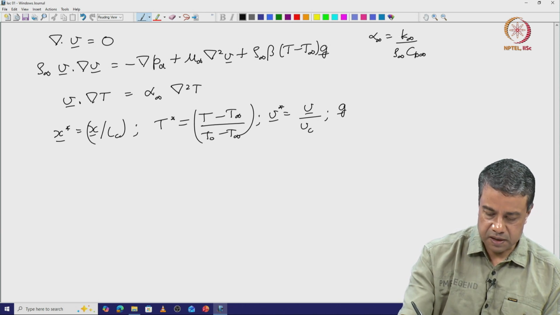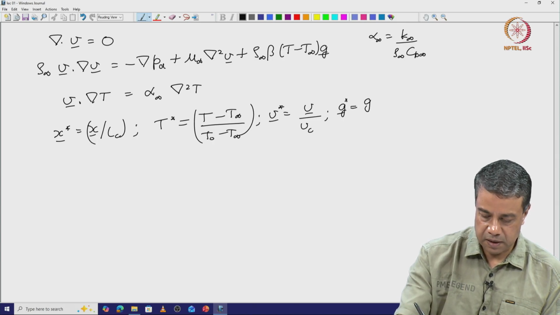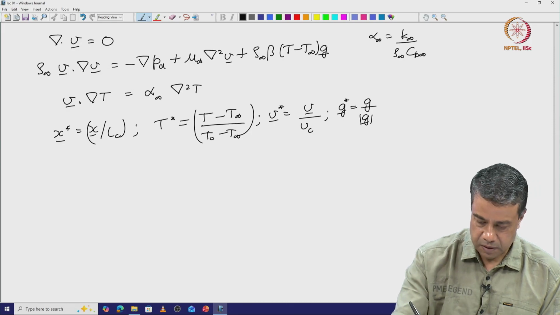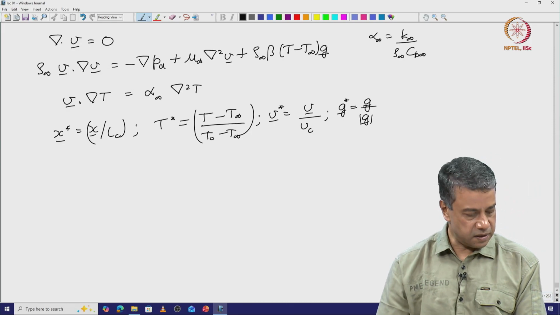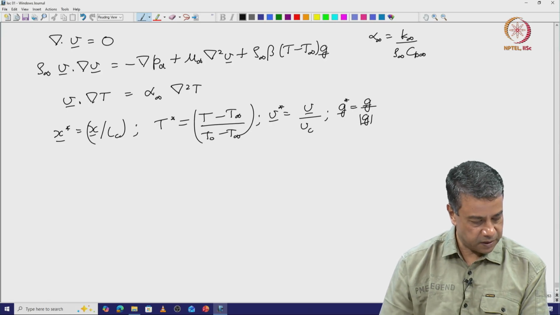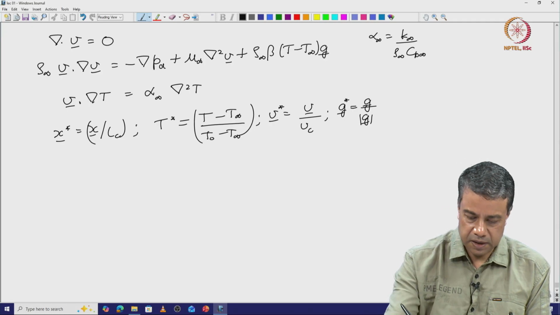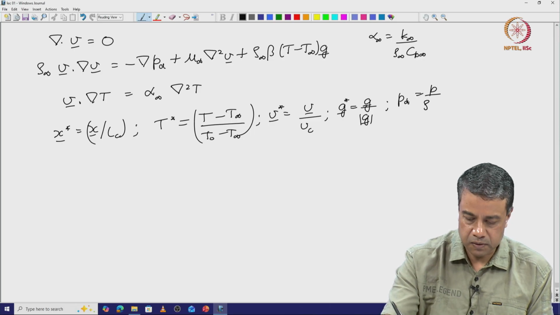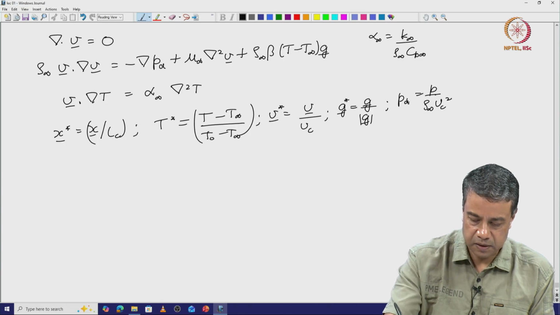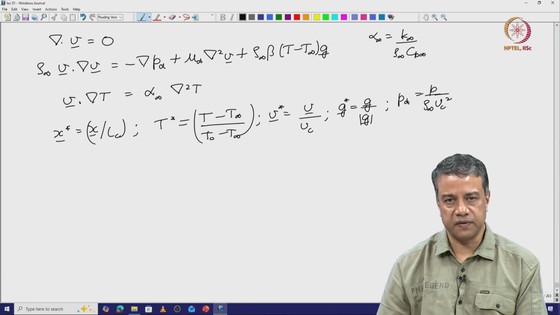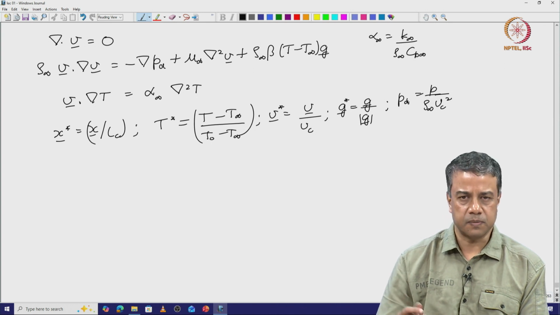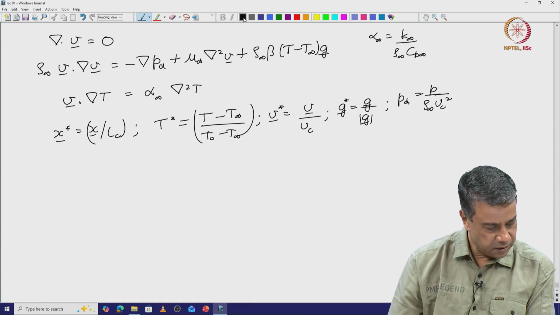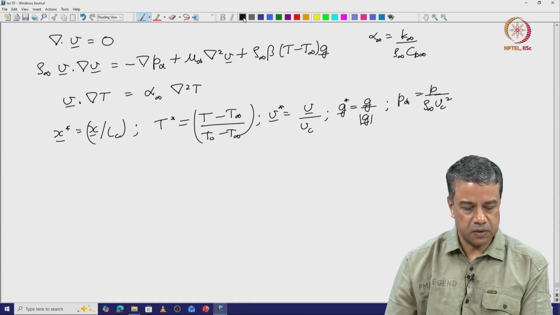The gravitational acceleration vector is scaled by its magnitude. And if you scale the pressure, the dynamical pressure, you would expect it to go as rho infinity Vc square. That comes from the Boussinesq approximation, in the inertial limit. We can substitute that into the equations.